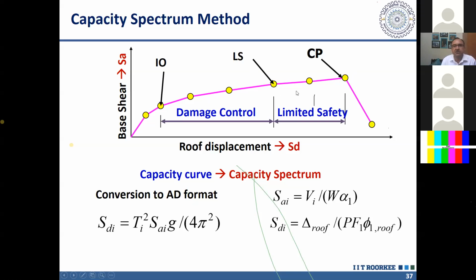This is our capacity curve, and we convert this capacity curve into a capacity spectrum by converting base shear into spectral acceleration and roof displacement into spectral displacement. So the capacity curve we convert into the capacity spectrum using these simple transformations, which you may be familiar with. You can also find these in A.K. Chopra's book.